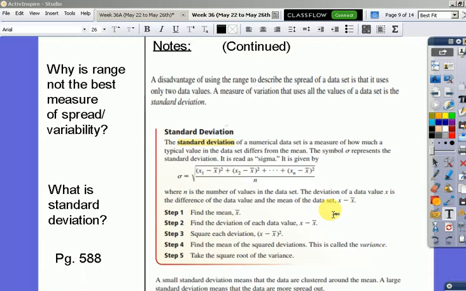So that wasn't necessarily the best, and it says a disadvantage of using the range to describe the spread of data is that it uses only two data values. A measure of variation that uses all the values of data is the standard deviation. So what is the standard deviation? It says that the standard deviation of a numerical data set is a measure of how much a typical value in the data set differs from the mean.